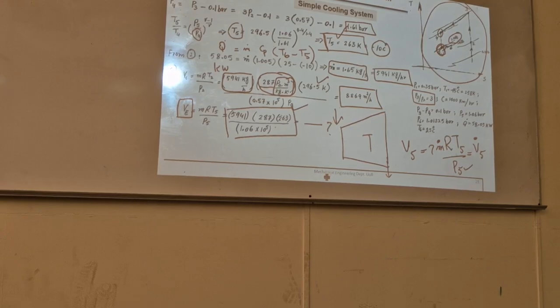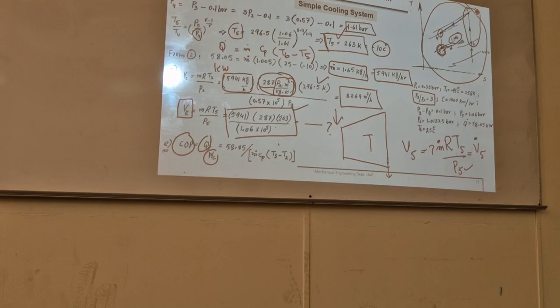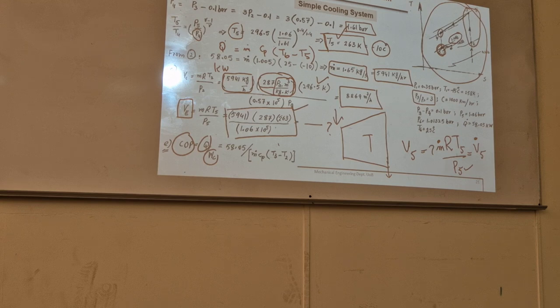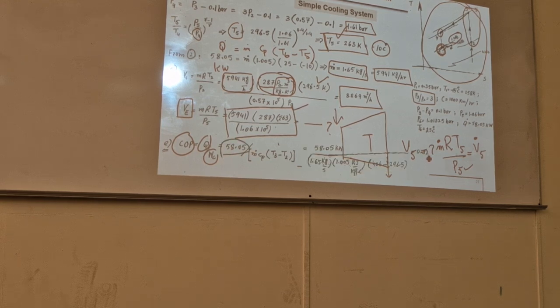So what is the last part? Last part is to calculate COP. So Q is known, work of compressor. What is work of compressor? It's from 2 to 3, m Cp (T3 minus T2). The Q is the cooling effect, which is already given.